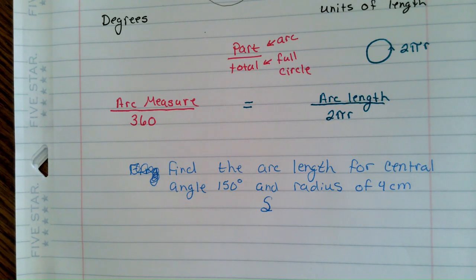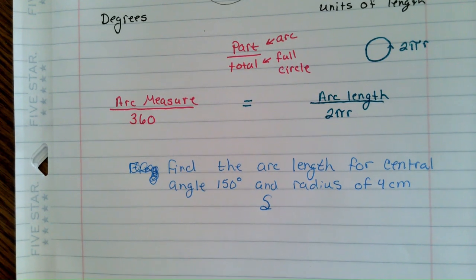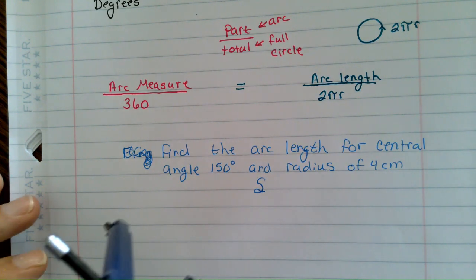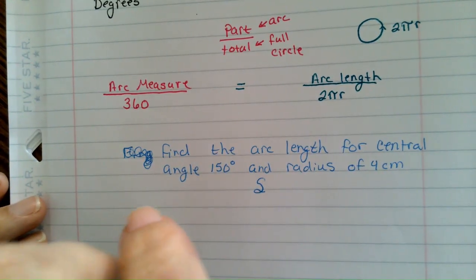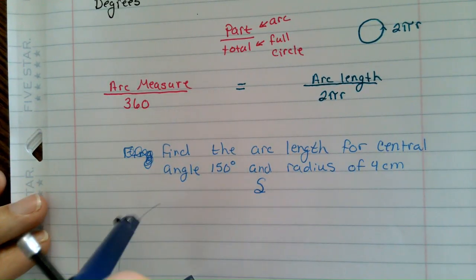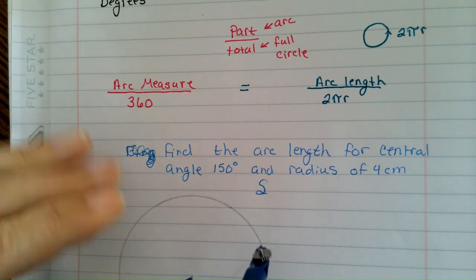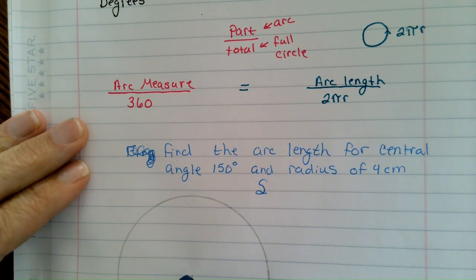Now, I will tell you there is a formula for arc length, but it uses a different style of angle measurement. And we'll talk about that here in a minute. Just like we have Celsius and Fahrenheit, we have more than one way of talking about angles. And we will actually talk about that in a second, so don't worry about it.